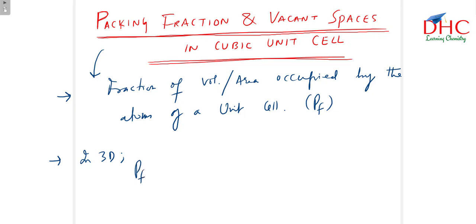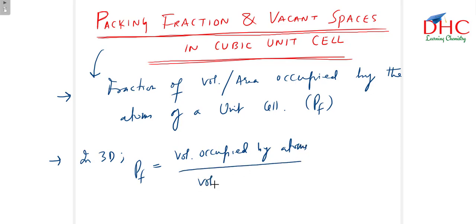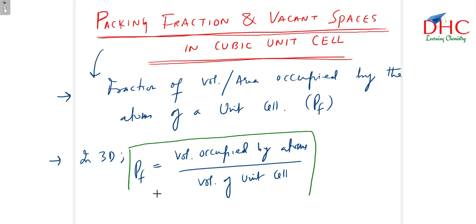So PF will be equal to volume occupied by atoms divided by volume of unit cell. Atoms जो होते हैं इस यूनिट सेल में उन्होंने कितना वॉल्यूम ऑक्यूपाई करा है और हाउ मच इज द वॉल्यूम ऑफ यूनिट सेल, उनको डिवाइड कीजिए, you will get the packing fraction. और कितना वॉल्यूम ऑक्यूपाई किया है एटम्स ने इन अ यूनिट सेल, दैट्स कॉल्ड अ पैकिंग फ्रैक्शन.